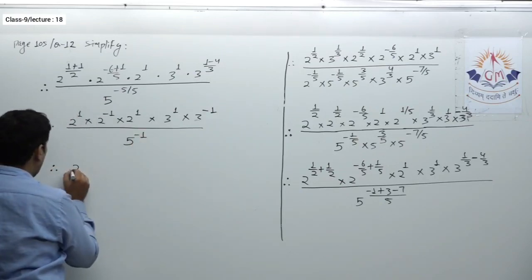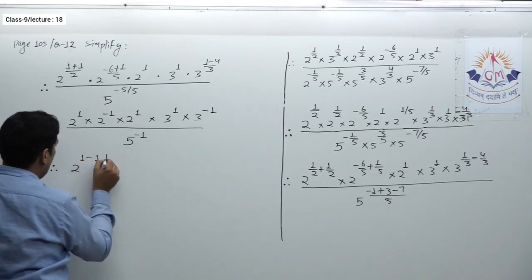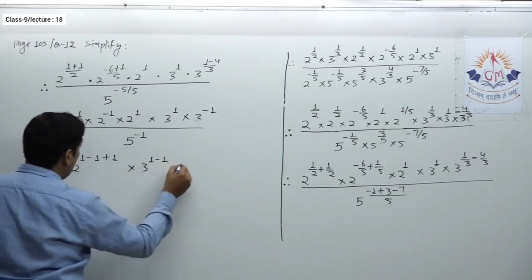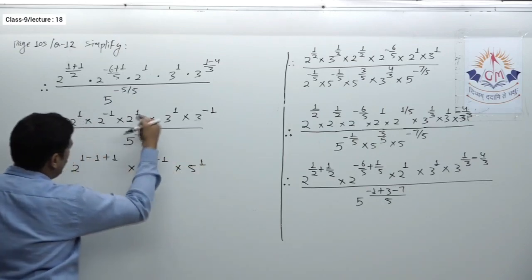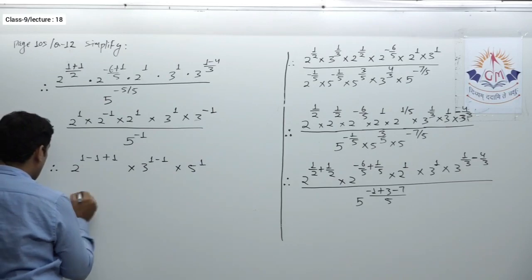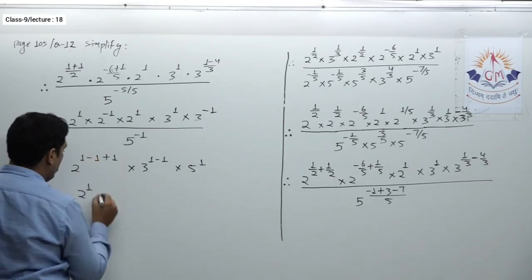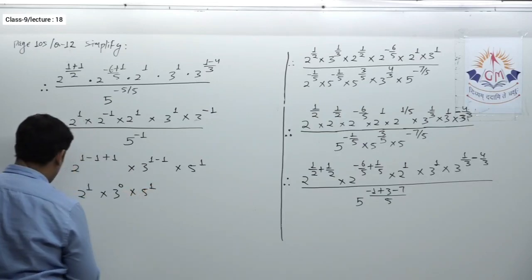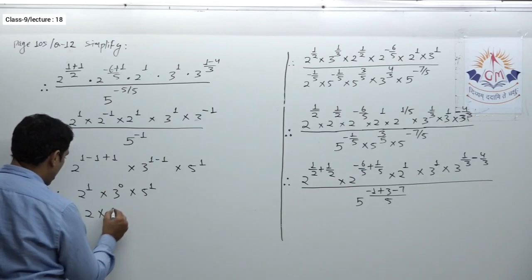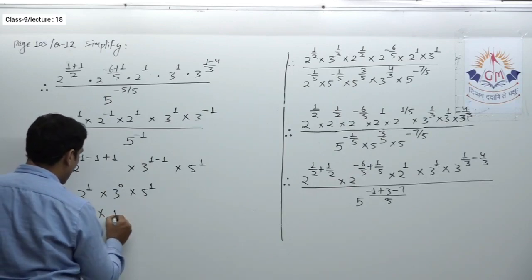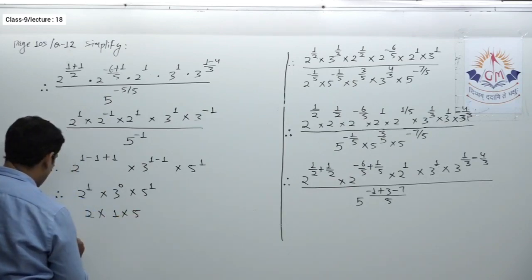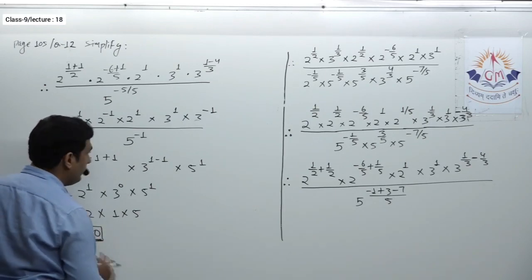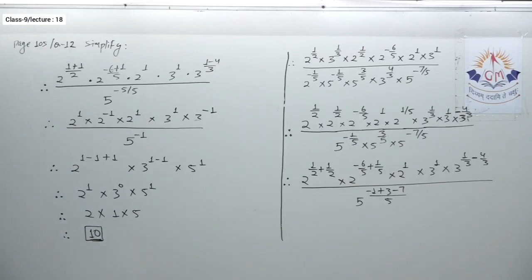Now over here 2 raised to 1 minus 1 plus 1 multiplied by 3 raised to 1 minus 1 multiplied by 5 raised to 1. I took this in the numerator. So this is 2 raised to 1 minus 1 plus 1, cancel out, into 3 raised to 0 into 5 raised to 1. So this will become 2 multiplied by 1 multiplied by 5. So finally my answer is 10. So please note it down, then we'll see the next question.